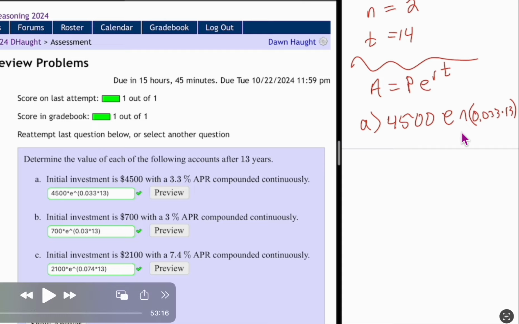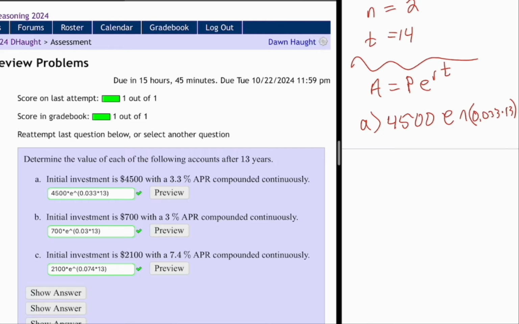The first one here I've written out, our starting value, 4,500, times E to a power of. Now put that in parentheses, that rate, 0.033, that's that 3.3%, times 13 years. And then I just changed it accordingly for B and C. For B, it's $700 at 3%, and C, it's $2,100 at 7.4%. Each time we're using 13 years, each time we're using the PERT formula. So that is question number 12.